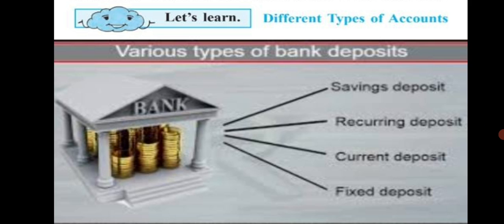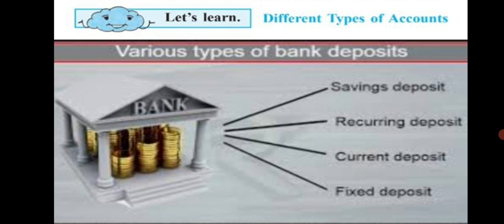Various types of bank deposits. Savings deposit. A person can deposit a minimum amount and open a savings account. In some banks, no minimum amount is required for opening an account. The bank pays some interest on the basis of the daily credit balance in the account.